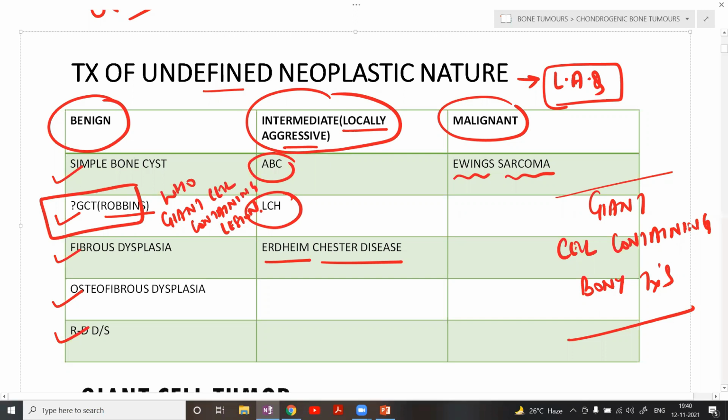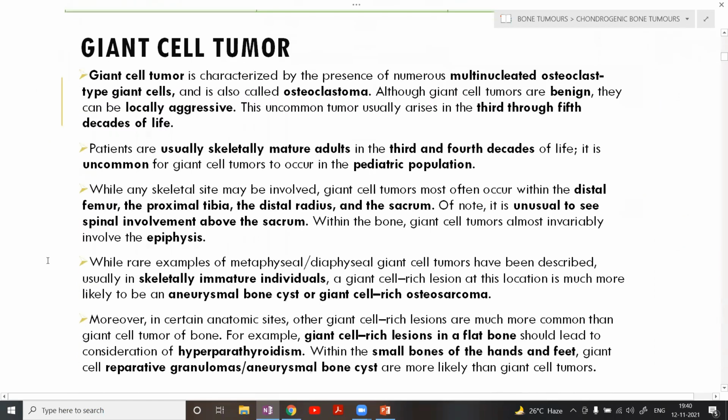Under this heading, we are having GCT also, and GCT classification we have already seen, giant cell containing lesions. The classification of that we have already seen. And now we are starting with the giant cell tumor. That is the first entity we are going to discuss in today's lecture.